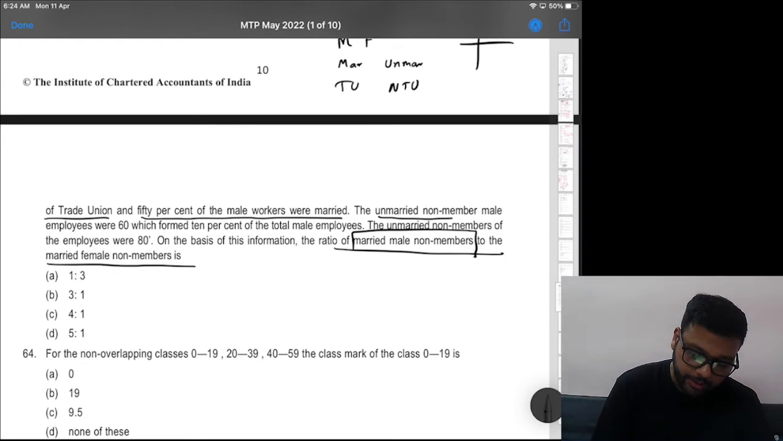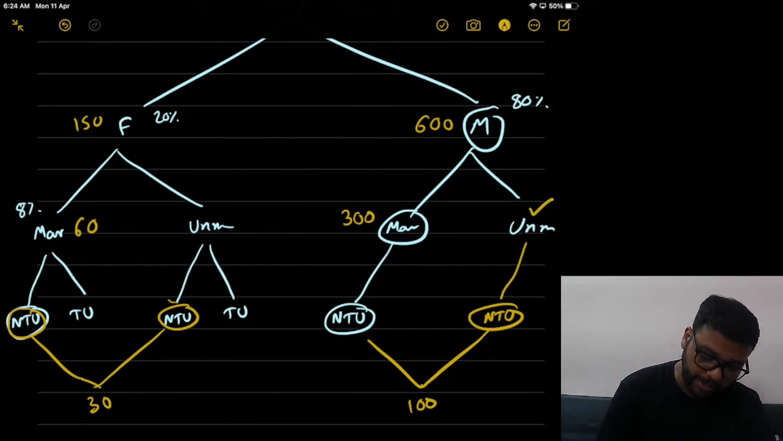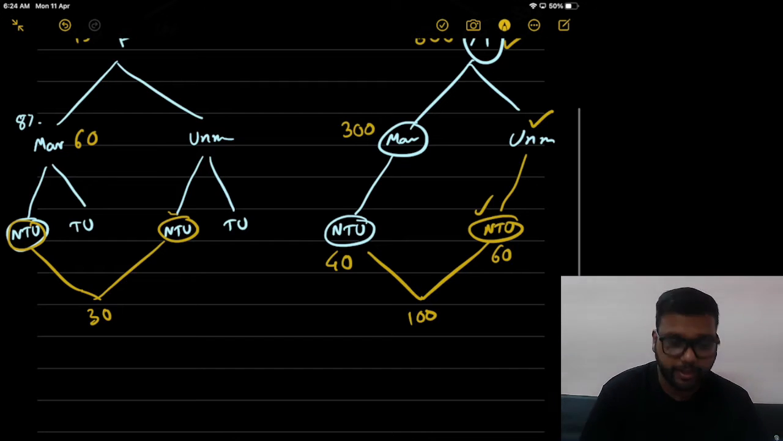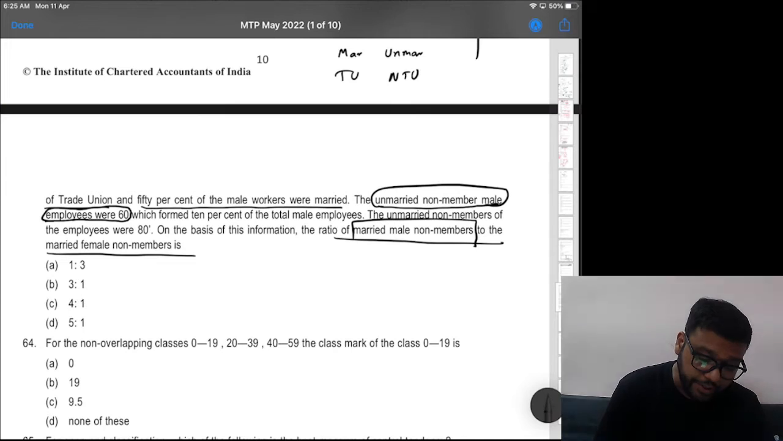The unmarried non-member male employees were 60. Understand? Unmarried non-member male were 60. That means this is 60. That means this has to be 40. Okay, we wanted this, we got it. 40. And which formed 10% of total male employees. So that we know. Okay.